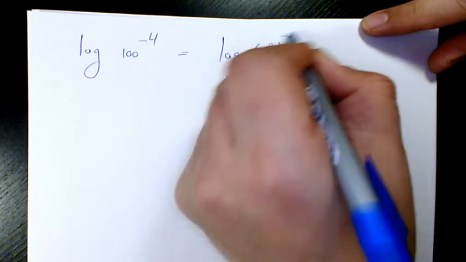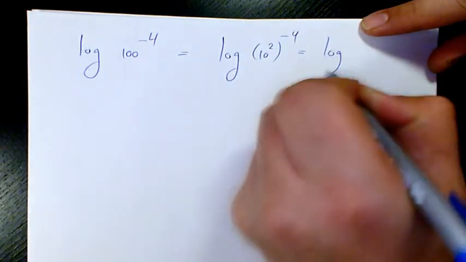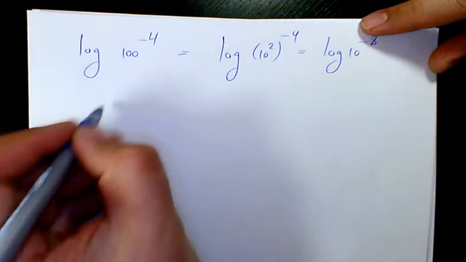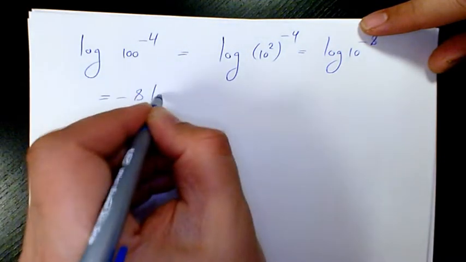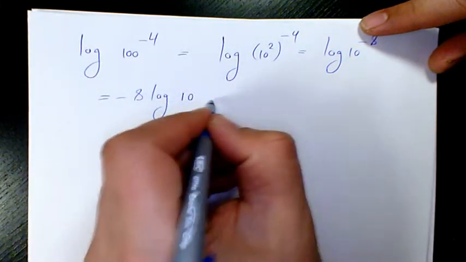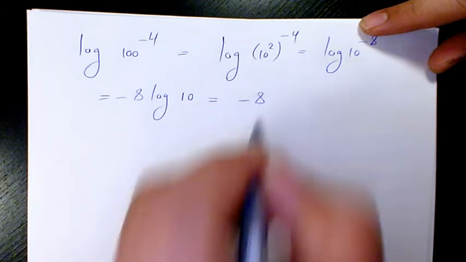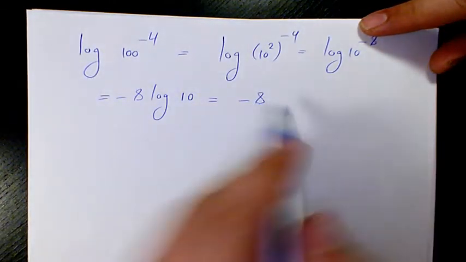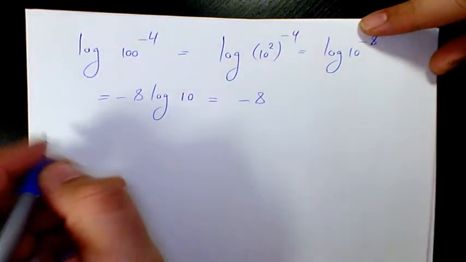Another example, log 100 to the power of negative 4. That's going to be log 10 to the power of 2 to the power of negative 4, which is going to be log 10 to the power of negative 8, which will be negative 8 times log 10. Log 10 is 1, so negative 8 times 1 is going to be negative 8.